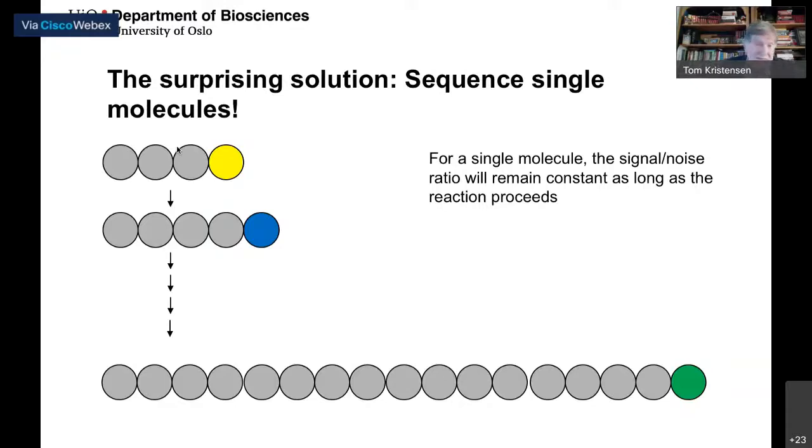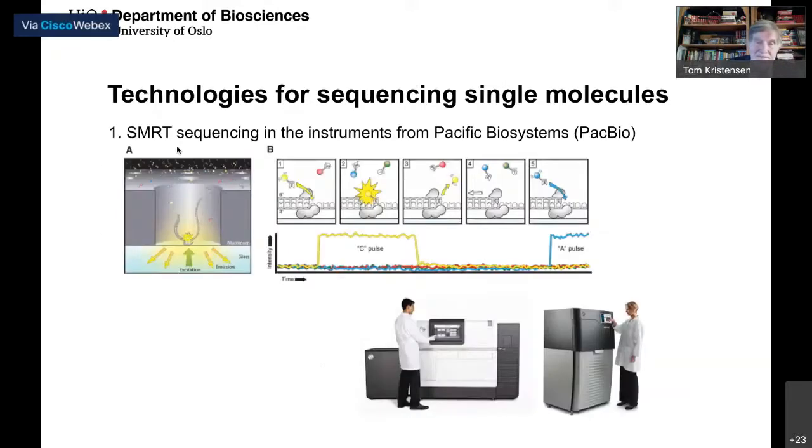And that, to a simple mind, seems like a very difficult problem, but it actually has been solved in the instrument which I will present now, the instrument from Pacific Biosciences. They have developed a sequencing technique which they call SMRT sequencing. And in this slide, I have tried to illustrate how it actually works.